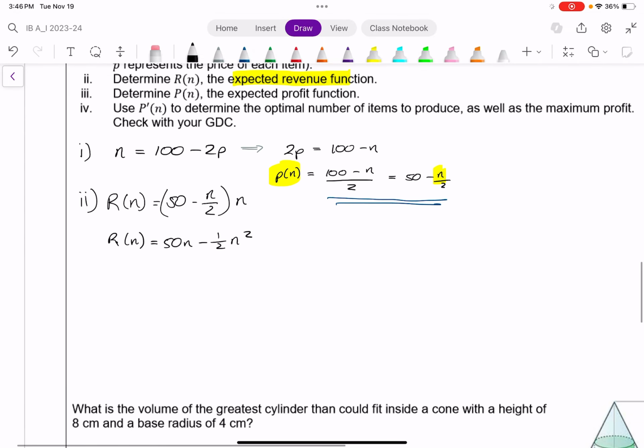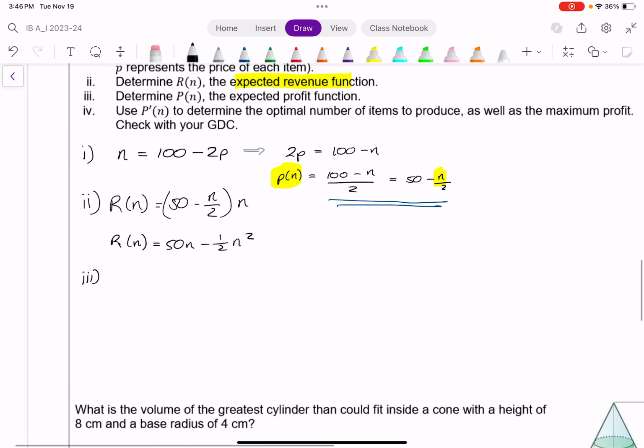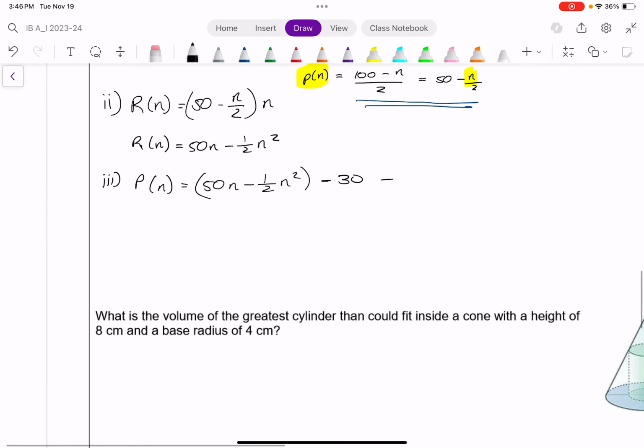All right, step 3, I want the profit function. Profit is revenue minus the costs. So profit, capital P of N, is going to be the revenue, 50N minus 1/2 N squared. Take away all the costs. What are the costs? We have our $30 automatically. Don't forget, no matter what, you have to invest $30. So minus 30. But it also says up here that each item costs $10. So for every item she makes, times 10 is the cost. So the profit is going to be my revenue minus 30 minus 10N.